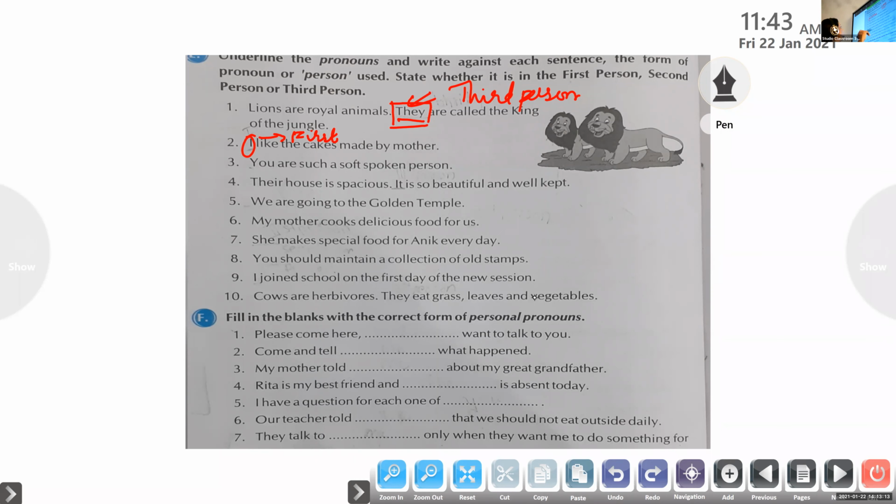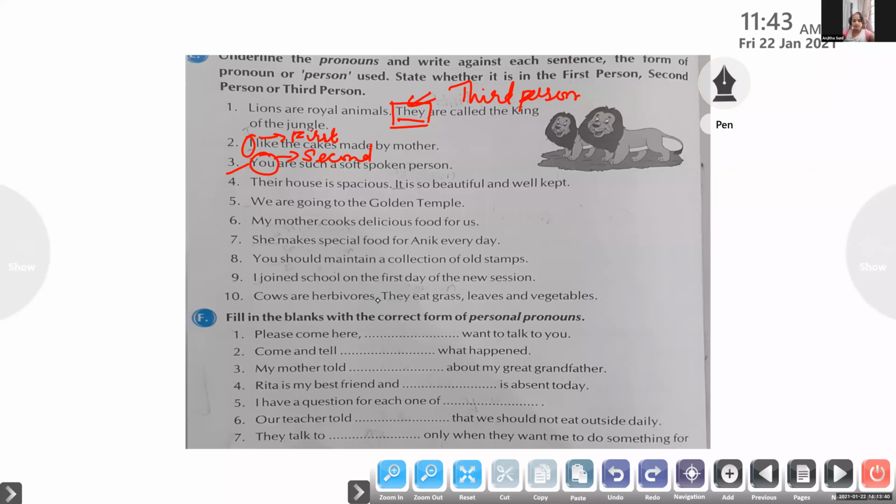Come on, Stanny, do the next one, third question. You are such a soft spoken person. Now pick out the pronoun from the sentence. You. Very good. What person? Second person. Very good, Stanny. Now I want Anjita to do the next one for me. Anjita, come on, do the fourth question.